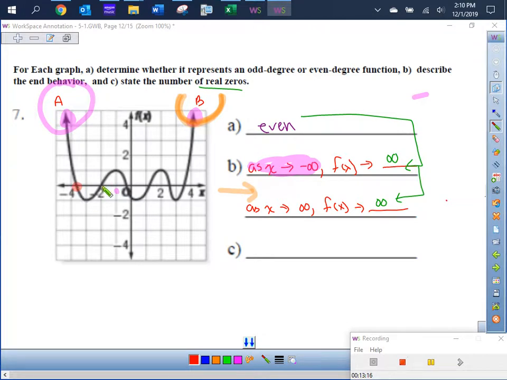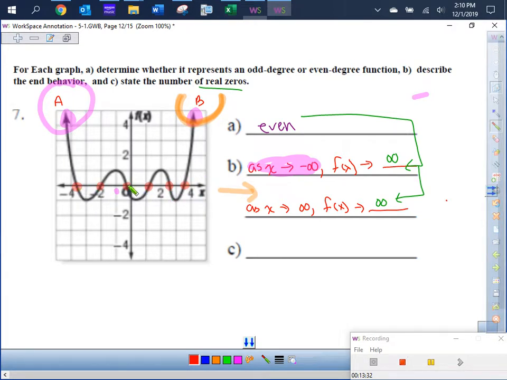So 1 here. And then here's another one where it crosses over. Here's another one where it crosses over. Here's another one, and another one, and here's another one where it crosses over. All of these x-intercepts actually cross over the x-axis, so they just count once.